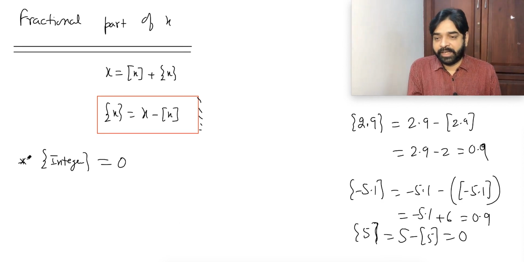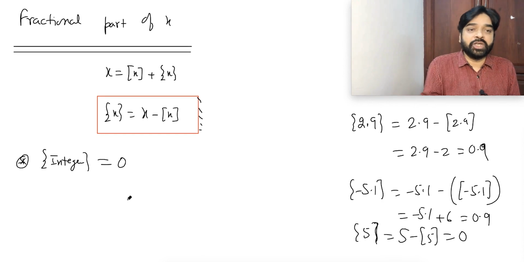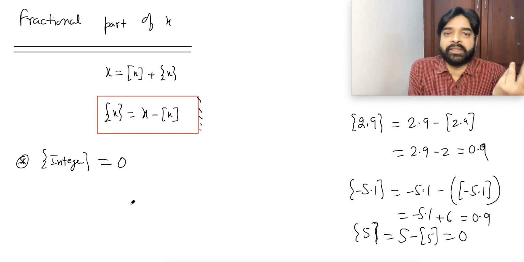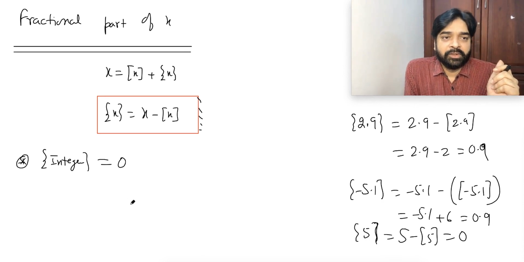Fractional part of any integer will always be 0. Obvious, an integer does not have a decimal part. So that's why the fractional part of this will always be taken as 0. Is this clear to everybody?